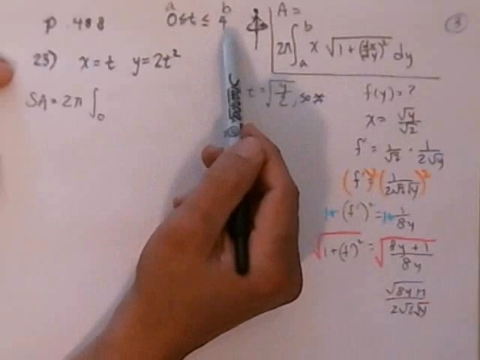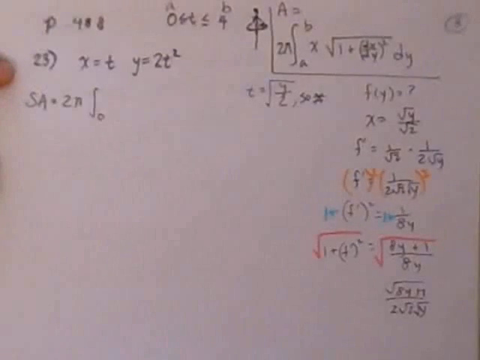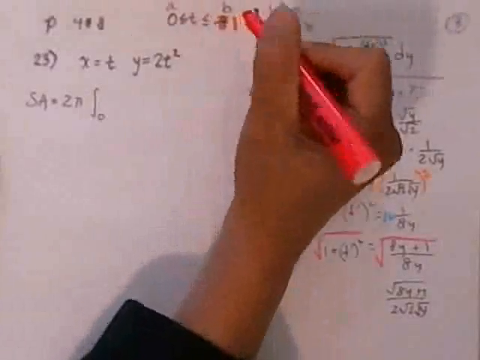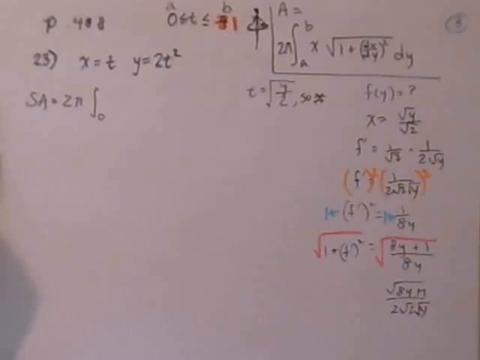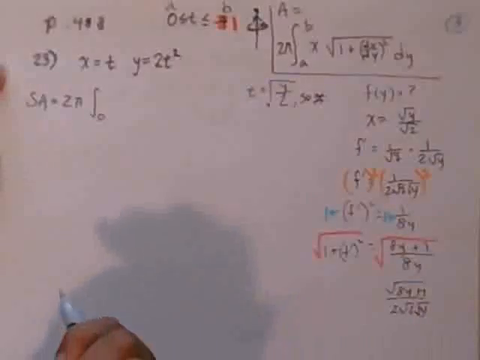When is it from 0 to 4? Let me just look at the problem one more time, number 23. Yeah, that's a big problem. First time I did it, I made a mistake. It's from t equals 0 to 1, right there. Not 4, please. So when you plug in 1 squared is 1 times 2 is 2.